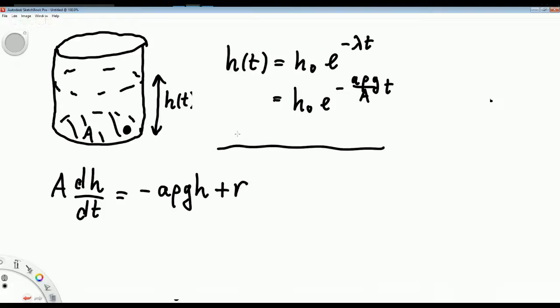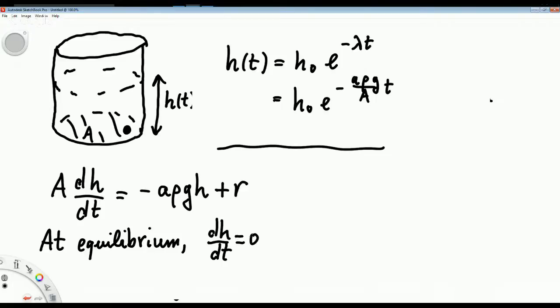So it means that at equilibrium dH by dt, in other words, the rate of change of height with respect to time, is just 0. Okay, this implies then that at equilibrium, let's call the equilibrium height h_eq. Okay, so h_eq is the equilibrium height. Then at equilibrium, we must have that 0.